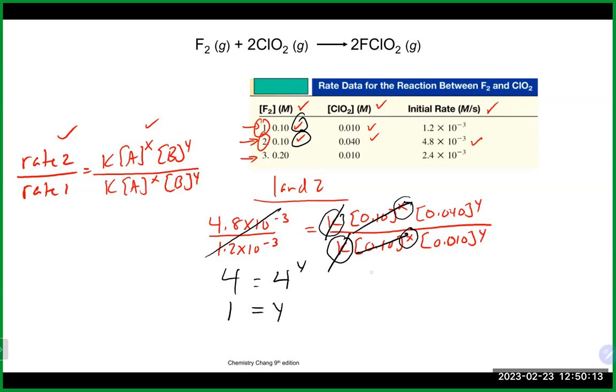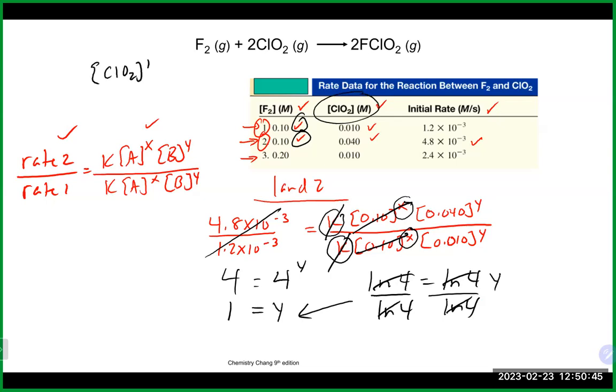By the way, if you don't have pretty numbers like this, you could take the natural log of both sides. And when you do that, the y will come down, and then you can divide by the natural log of 4, and you'll end up with 1. So if you don't have pretty numbers and you can't visually see it, take the natural log of both sides, and then divide it out. That's really how you get there. So that tells us that the order for ClO2 is first order.